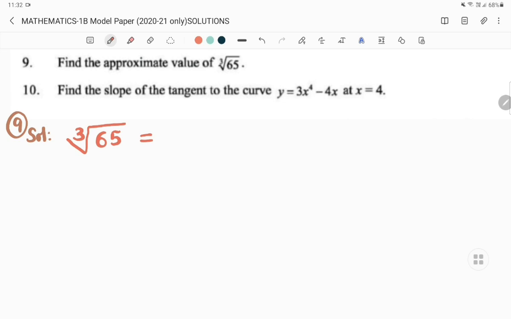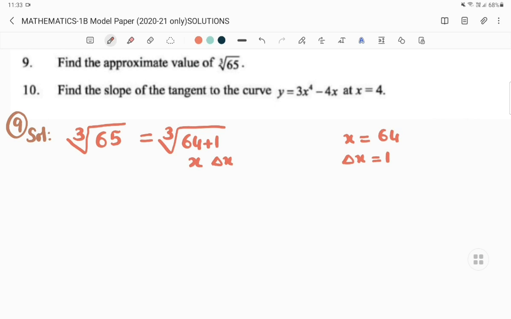Cube root of 65, nearby 65. What is cube root of 64? It is 4. No? So 65 can be expressed as 64 plus 1. Whatever the biggest value that you can take as x, the smallest value you can take as delta x. So here x is equal to 64 and delta x is equal to 1, a small value. So the cube root of the nearby value 65 we can express.